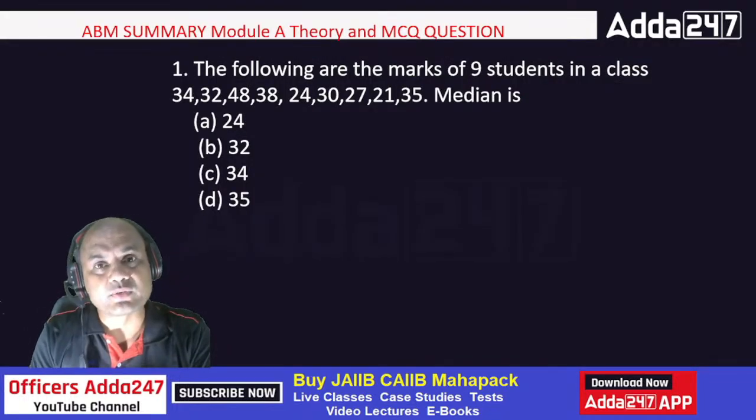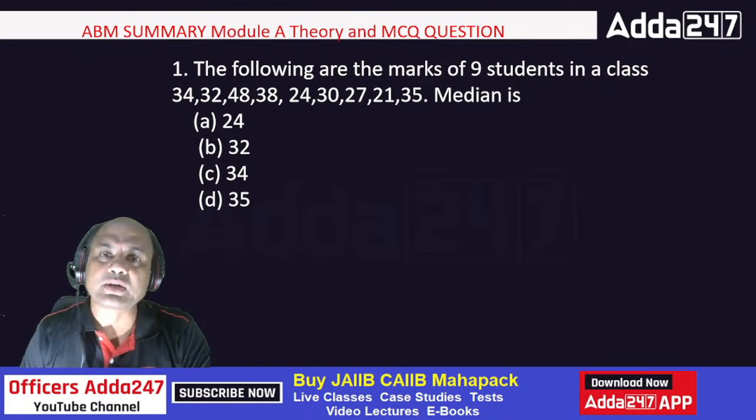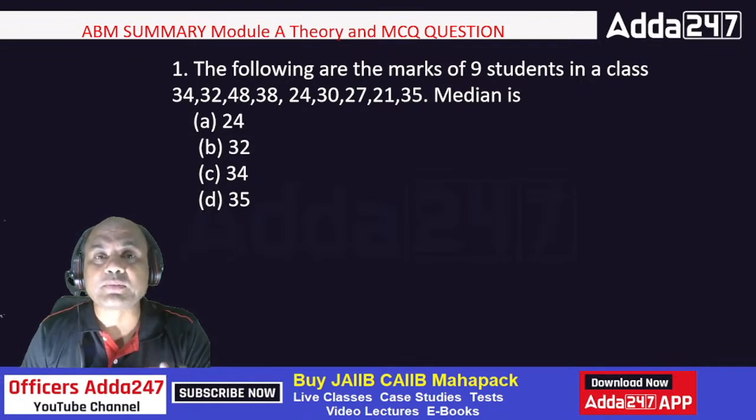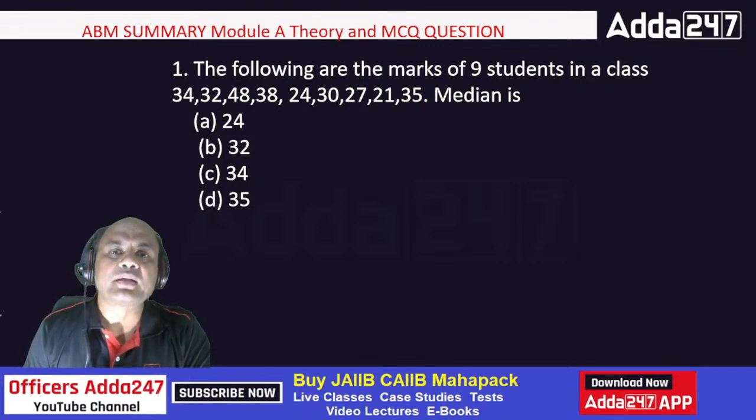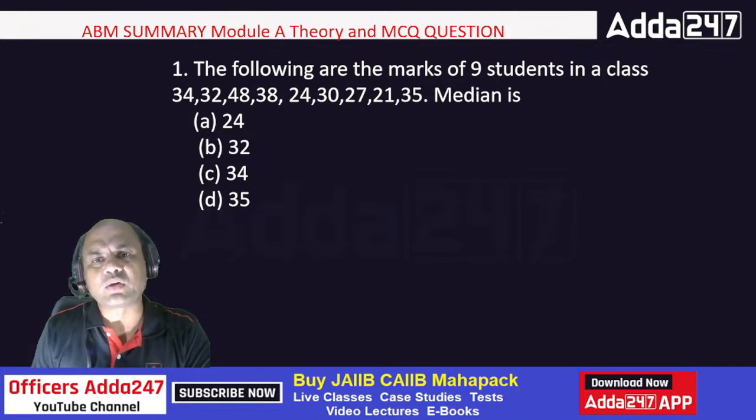Now let's come to the questions. These are the basic questions of module A. They are not only related to correlation, but also to various other topics. That's why we have a summary session today. The following are the marks of 9 students in a class. Then the median is, so these are the marks of 9 students. Now, to find out the median.